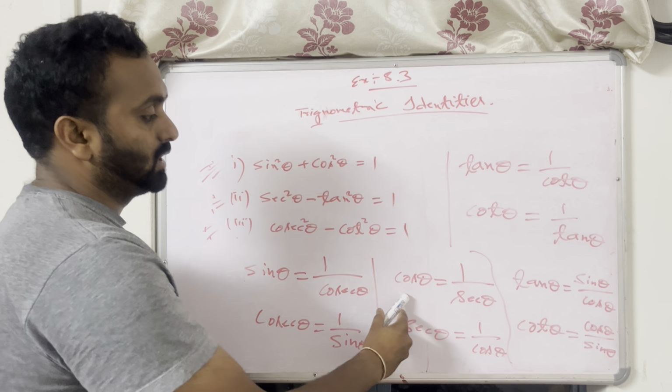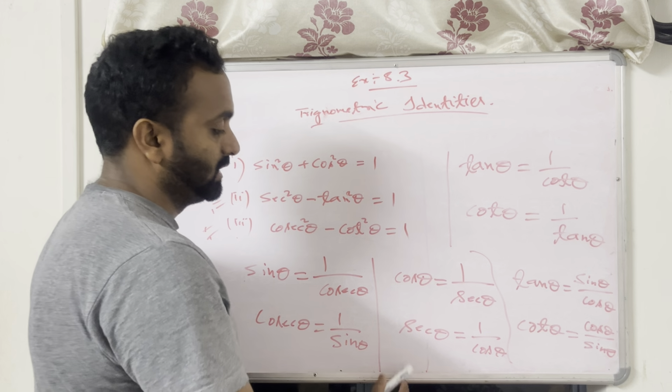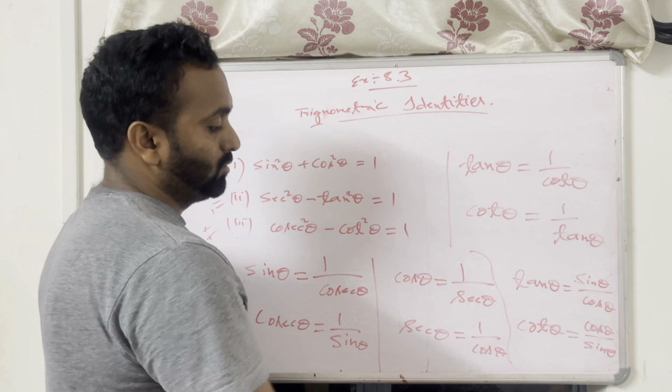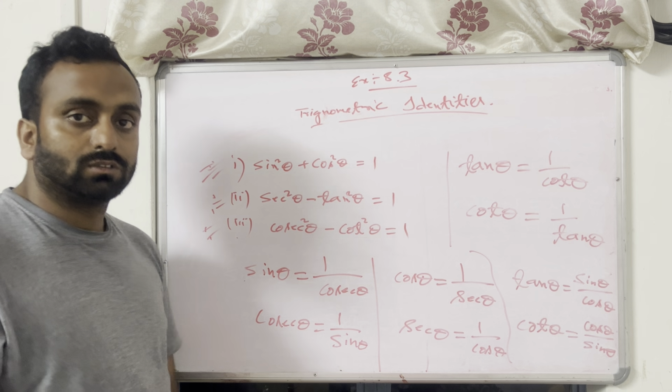We have cos theta also. Cos theta is the reciprocal of sec theta, so cos theta can be written as 1 by sec theta. Similarly, sec theta can be written as 1 by cos theta. So do remember this, guys. Okay, so that's all.